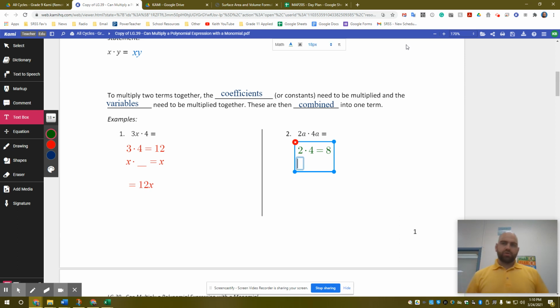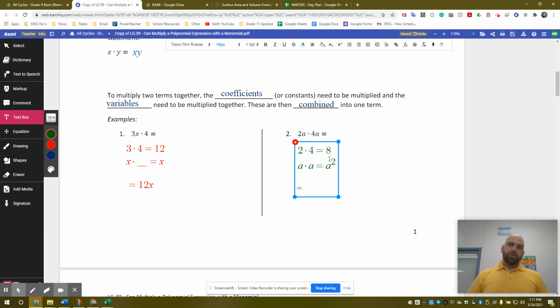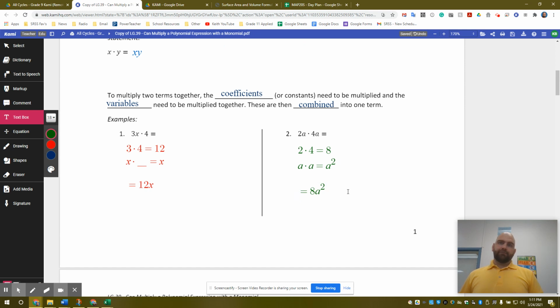Now let's take our two letters. So we have an A in both. And remember that when we multiply the same letter together twice, A times A is going to be A squared. Once we've done that, we need to combine our two results together. So our combined result here is going to be the number and then the letter being multiplied together. In this case, it's 8a squared. And that would then be our final answer.